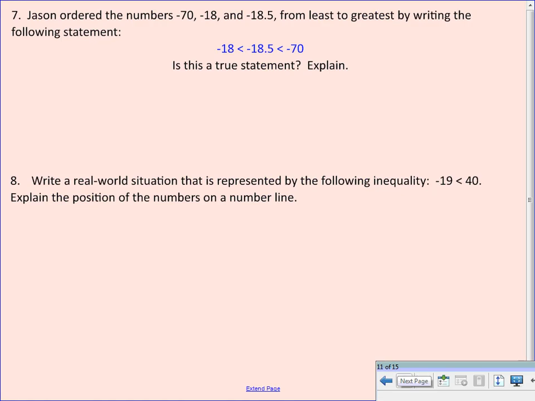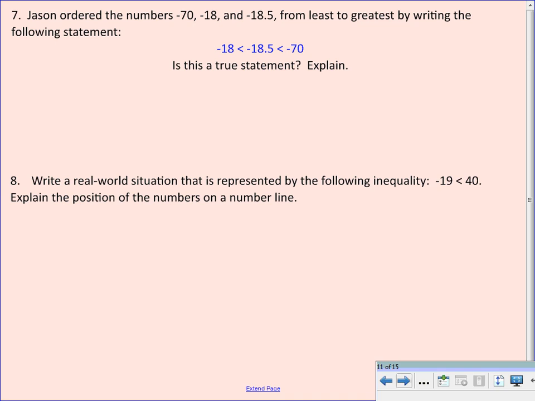Jason ordered the numbers -70, -18, and -18.5 from least to greatest by writing the following statements. -18 is less than -18.5, which is less than -70. Is that a true statement? Explain. And then number 8, you have to write a real-world situation that is represented by the following inequality.